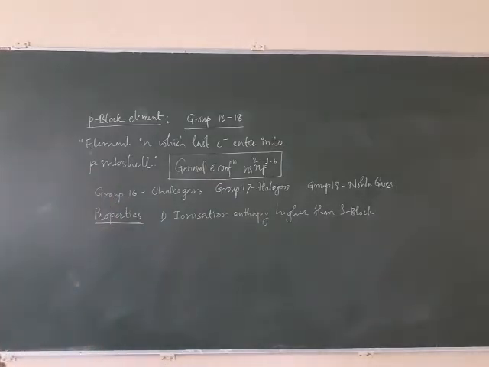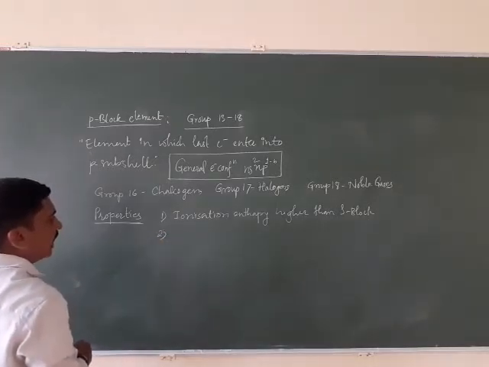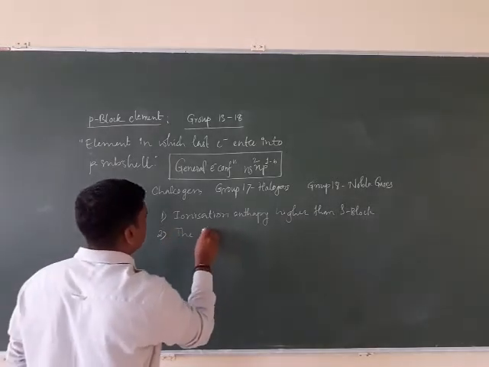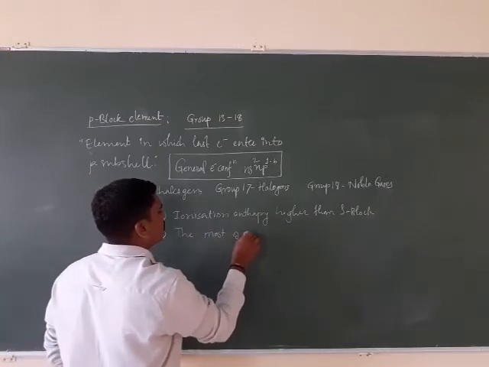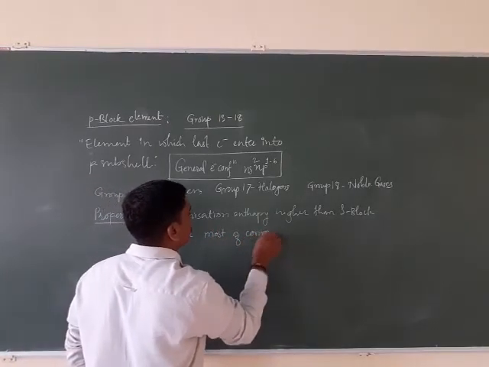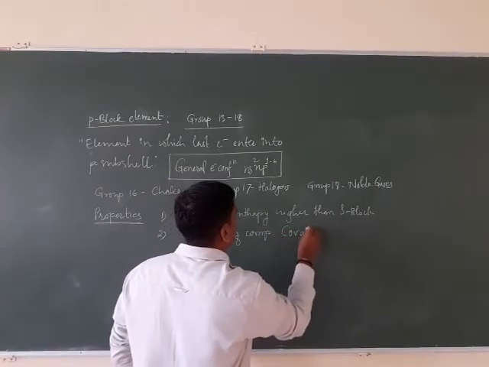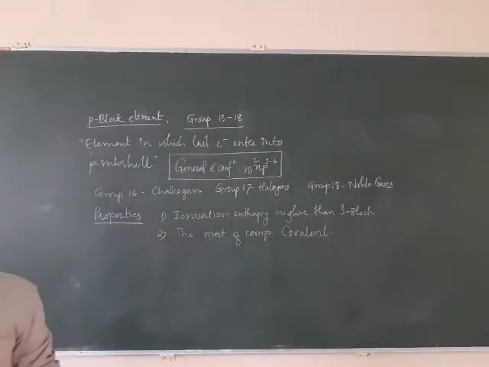Second, since ionization enthalpy is high, it suggests that most compounds of p block elements are covalent. What type of bonding is it? Covalent type of bonding.